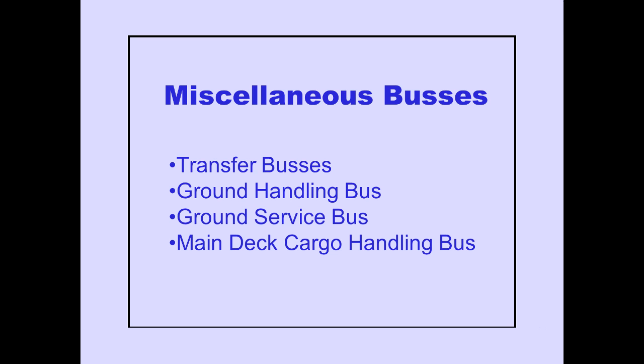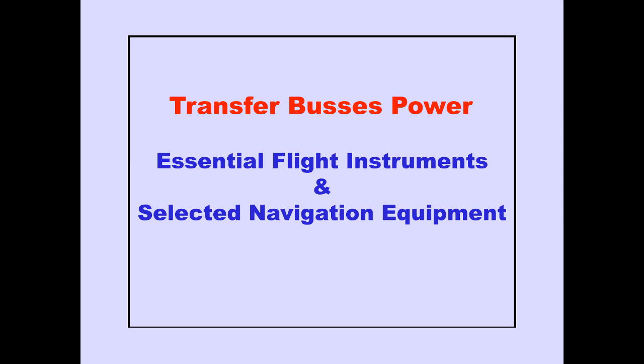Now we'll discuss the miscellaneous buses, which include the captain's and first officer's transfer buses, ground handling bus, ground service bus, and the main deck cargo handling bus. Many of the captain's and first officer's essential flight instruments and selected navigation equipment receive AC power from their respective transfer buses.